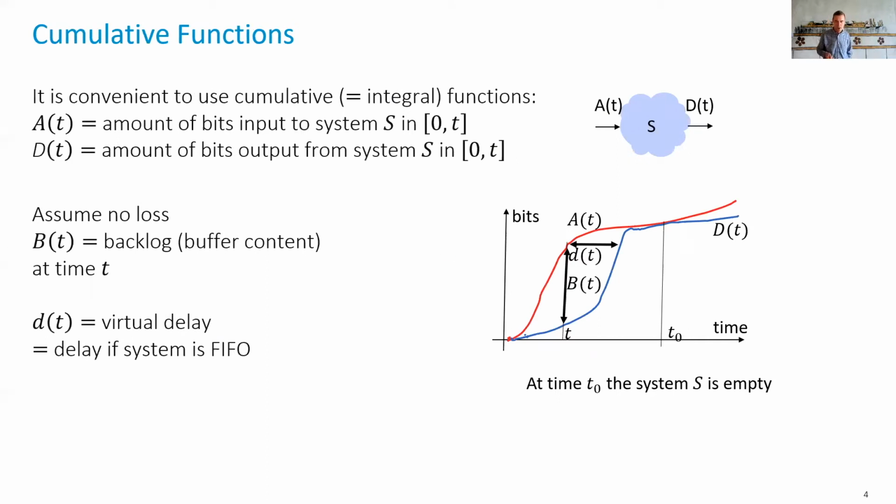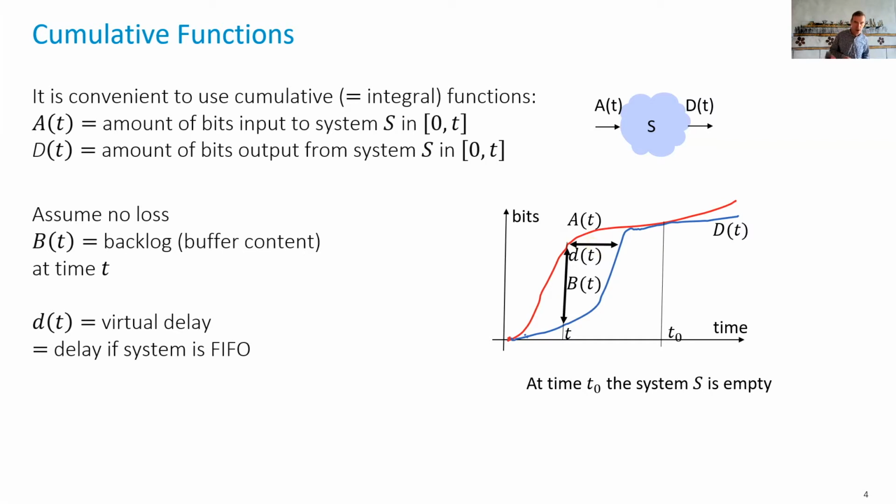That's the question. To answer such a question, which is very typical of deterministic queuing, the main trick is to look at cumulative functions. What are the cumulative functions? Here I'm showing two, A and D, A as arrival and D as departure. Those are functions that count the number of bits that have been input to the system of interest between 0 and t. For example, that's the red curve here. And D is the same for the departure. That's the blue curve. If the system is lossless, then the red curve is always above the blue curve because the bits that go out must have come in.